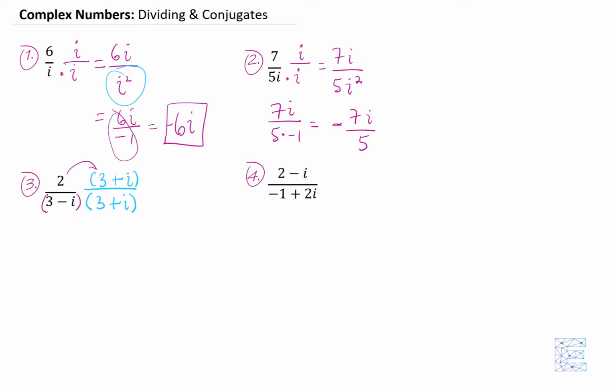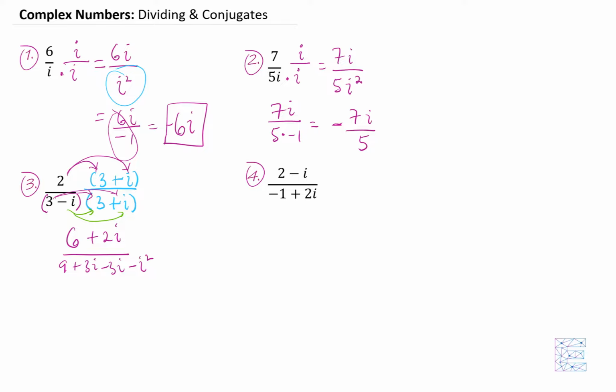So the top is 2 times 3 and then 2 times I. We would have 6 plus 2I. And the denominator, we have to FOIL this out. We'll take the 3 and we'll multiply it into the 3 and also the I. That means we have 9 plus 3I. And then we'll take this -I and we'll multiply to both of these. Therefore, we'll have -3I minus I to the second.